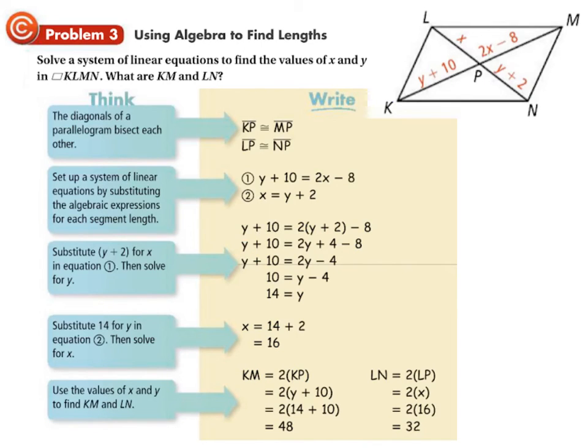We know that KM is congruent to 2 times KP, because that's bisected. So you can say 2 times (y + 10), and we know that y is 14, equals 2 times 24, or 48. And LN is just 2 times LP, and LP is equal to x, and we know x is 16. So 2 times 16 is 32, and we have those lengths.